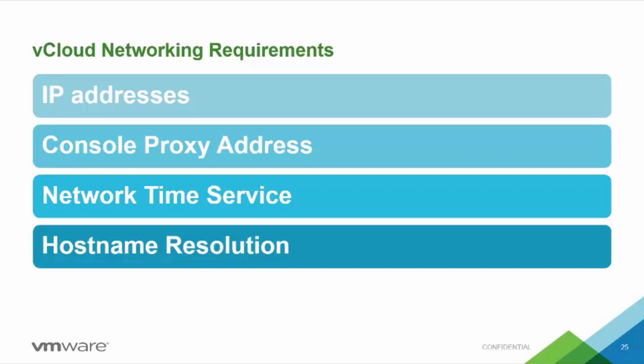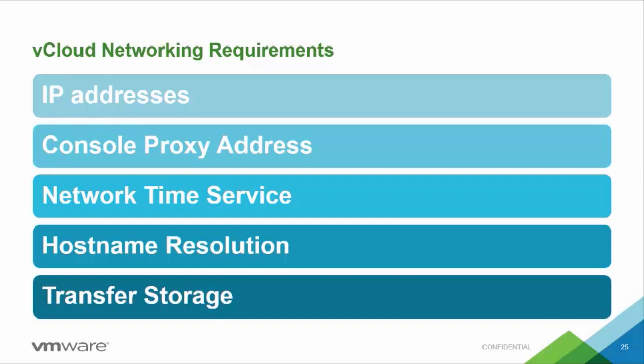So for every fully qualified domain name in our environment, we need short, long and reverse lookup to be configured correctly. An example would be vcloud.vmware.com. We need vcloud.vmware.com and vcloud to map to the same IP, and we also need that IP to reverse lookup back to vcloud.vmware.com.